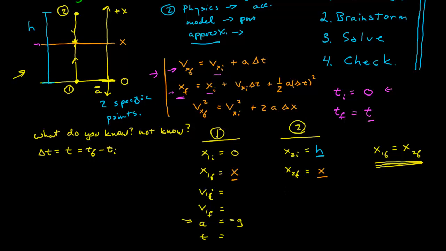Okay, so what else do I know? So I know the initial velocity of 2? I do, because it was dropped from rest, so its initial velocity is 0. Do I know the final velocity of 2? I don't. I know that it's half the speed of 1. So its acceleration, it's in free fall, so it's also equal to negative g. The time, I don't know.